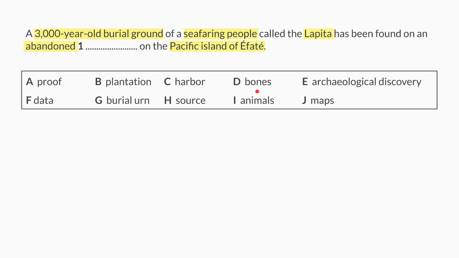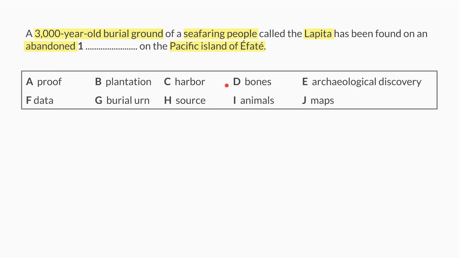The question says, a 3,000-year-old burial ground of a seafaring people called the Lapita has been found on an abandoned dash on the Pacific island of Efate. Okay, now abandoned what? It has to be a noun. Has to be a noun.